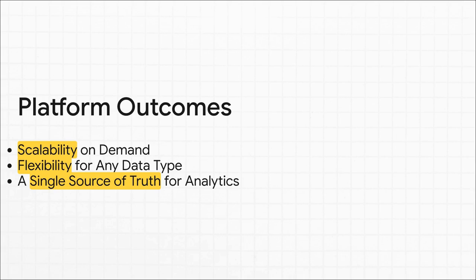Second, you get flexibility for any data type. That combo of Cloud Storage and Pub/Sub means you can handle anything, from giant batch files to nonstop real-time streams. And finally, and this is the most important one, you create a single source of truth in BigQuery. This really is the holy grail of data management. It gets rid of data silos and makes sure that everyone across the entire company is making decisions based on the exact same trusted information.